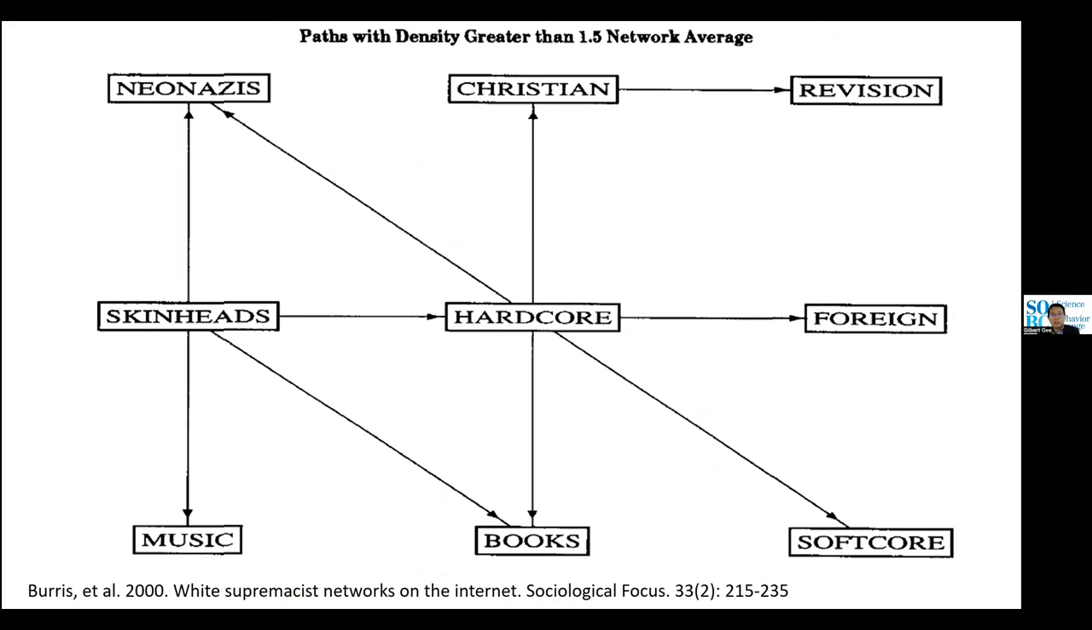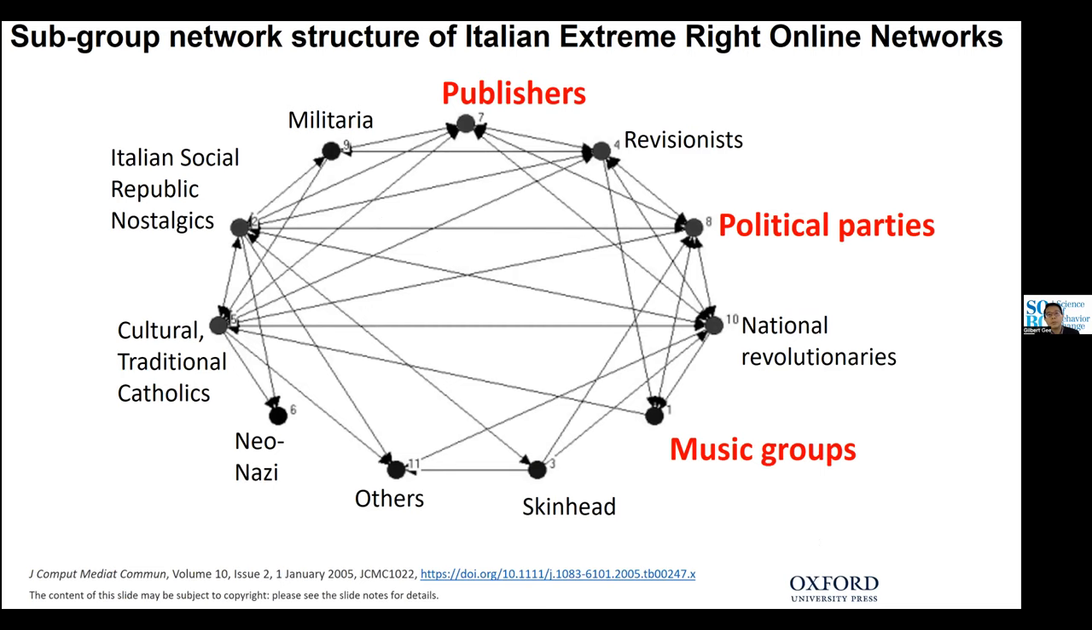on social network analysis, where we can look at how institutions and actors are connected together. So this is a study of white supremacist networks. And you can see, probably not surprisingly, that neo-Nazi groups are connected to skinhead groups and so forth. But they're also connected to the book industry, they're also connected to music and so forth, in order to essentially build a movement. Here's another study where they're looking at right-wing networks in Italy. And again, you can see that neo-Nazis and skinheads are connected together, but they're also connected to publishers, political parties, music groups, and so forth.